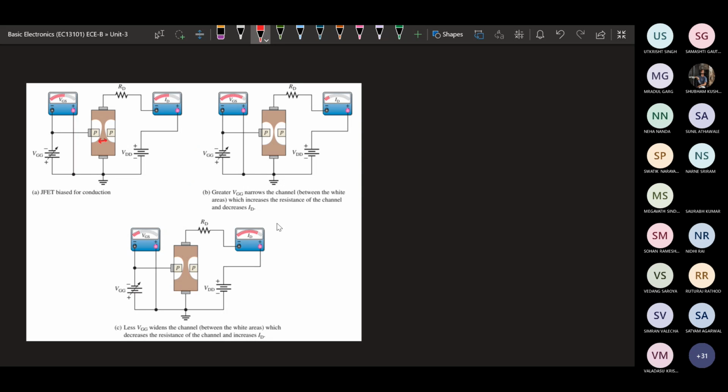So between the wide areas, we can see what space is available in the wide area, which increases the resistance of the channel and decreases the ID. So here the resistance of this channel is being increased, and the current will be reduced.